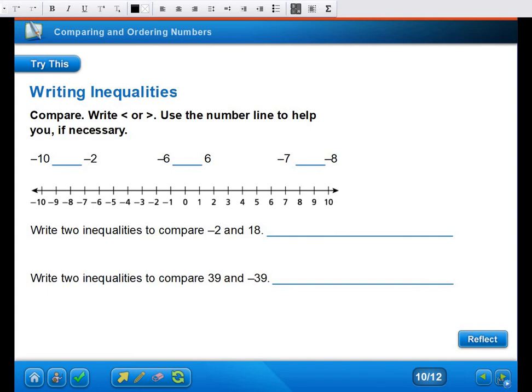All right, so now what I'd like you to do is try these three here on your own, and I'd like you to try to do it without using the number line. When you come back, we'll check your answer.